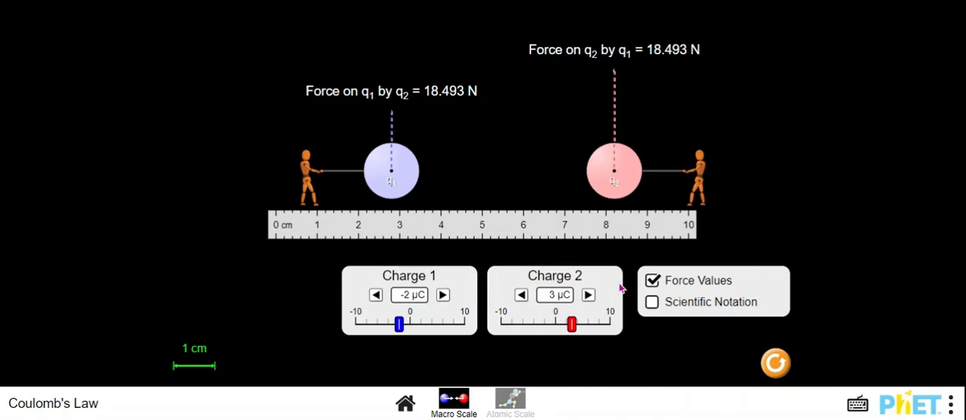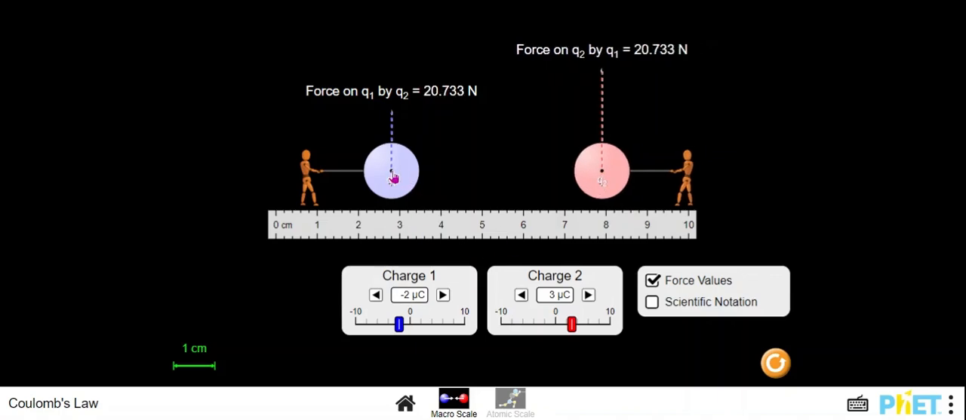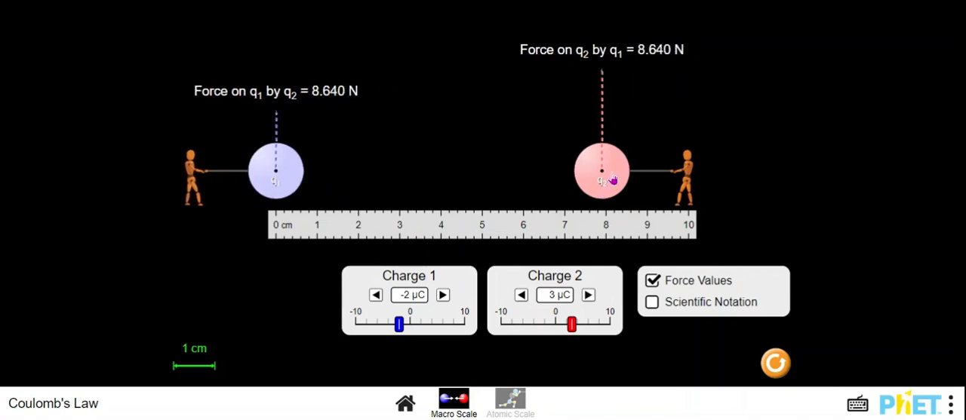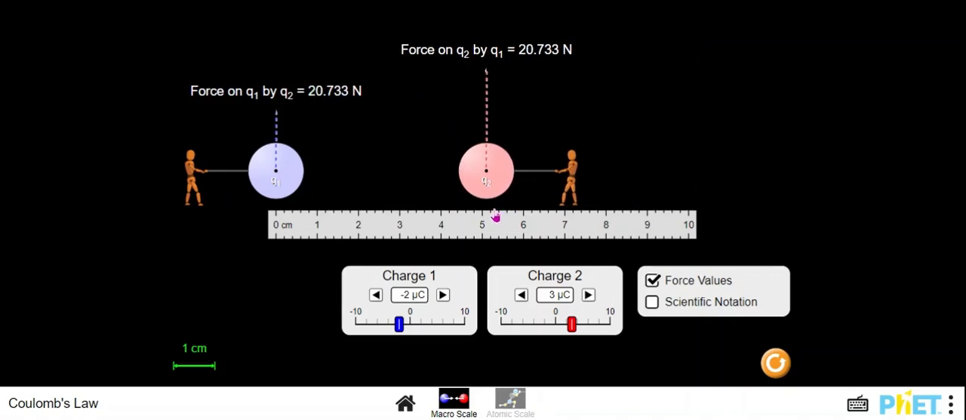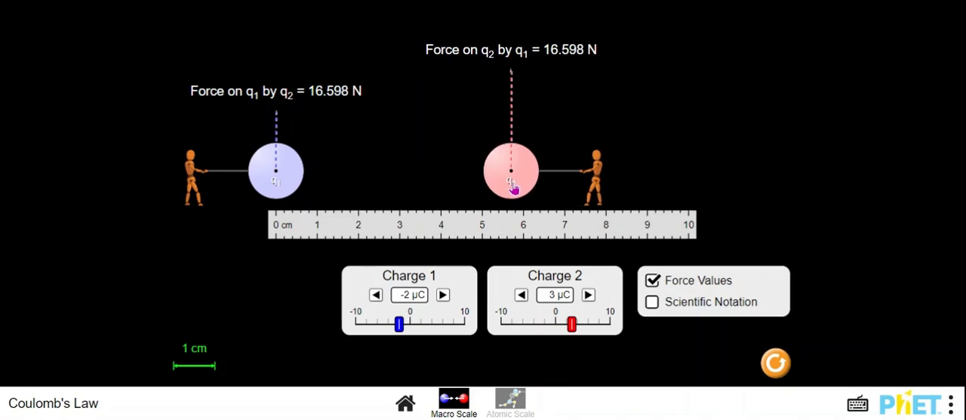Now, the next thing I'm going to change and manipulate is the distance between these two charges. So I'm going to keep the value of the charges constant, and then I'm going to vary the distance, and let's see what happens. Remember it's at 5 now. First of all, I'm going to move them away from each other, from this 5 to 6 here. Watch the force.